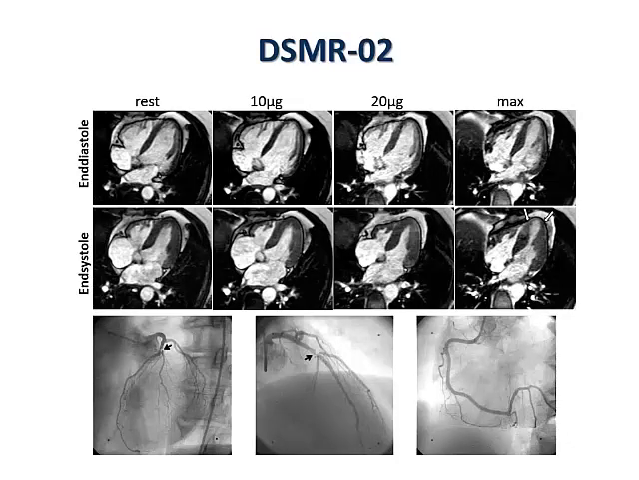here we see the end diastolic frames, we have the end systolic frame. We see at the peak dose of dobutamine, we see wall motion abnormality at the apex. The patients have a significant lesion in the LAD.